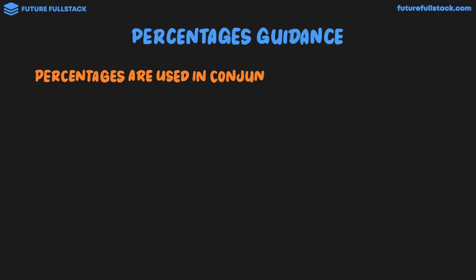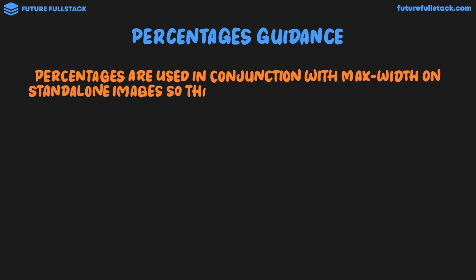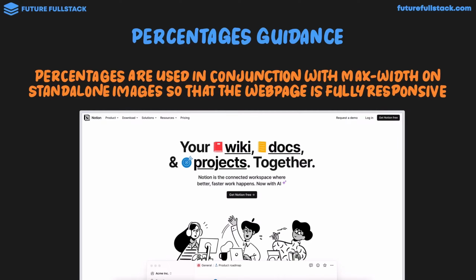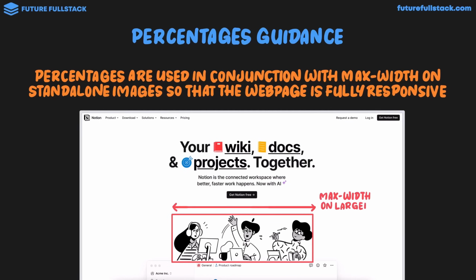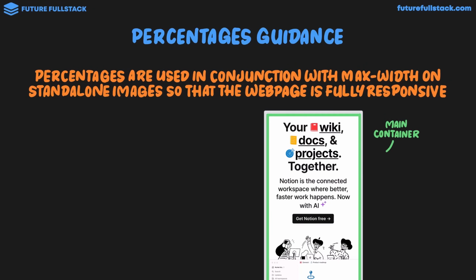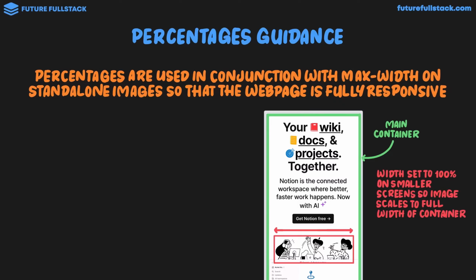Percentages are used in conjunction with max width on standalone images so that the web page is fully responsive. Here's the Notion homepage, and you can see we have this large standalone image over here. To avoid the image stretching too wide on desktop screens, we apply the max width for larger screens. Now this works well on larger devices like a desktop computer, but there is some extra work we need to do for mobile. On the mobile device, we have our main container here in green, and for our image, in order for it to be responsive, we need to also set the width to 100% on smaller screens so the image scales to the full width of the container.